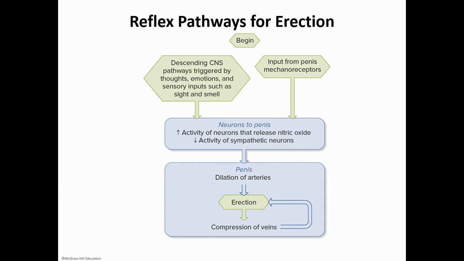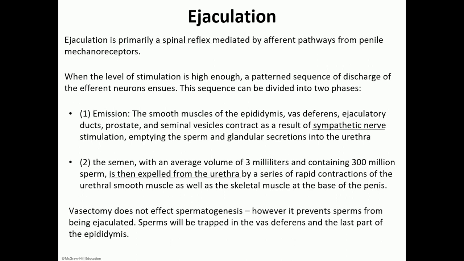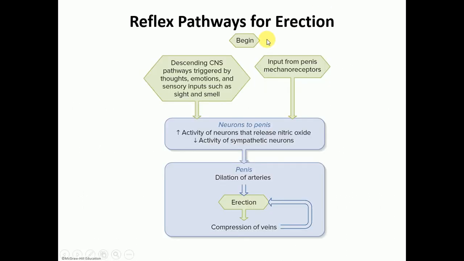We'll talk a little bit about the pathway for erection, followed by the pathway for ejaculation. For an erection to begin, there is either input locally from the penis through mechanoreceptors, or it could be coming from parasympathetic stimulation in the nervous system, where it could be thoughts or emotions or sight or smells. Those impulses are going to stimulate the production of nitric oxide, and nitric oxide is a vasodilator. It'll lead to the dilation of the arteries, and that dilation will bring in blood to the area, and that's what leads to an erection.